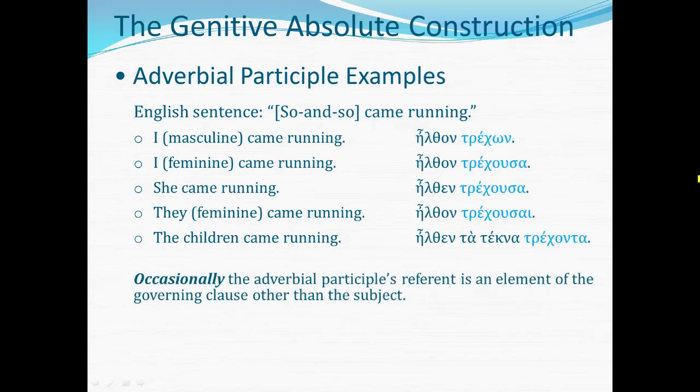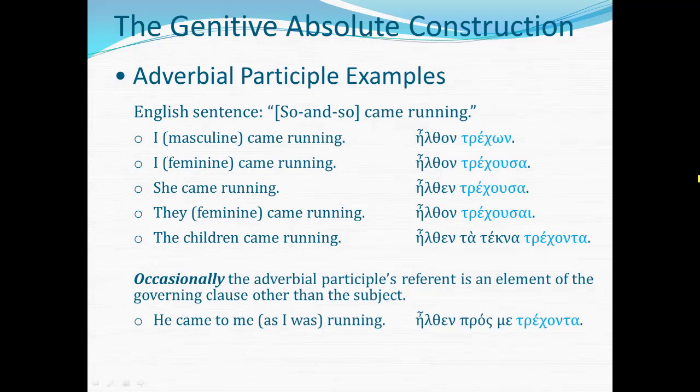Now, occasionally, the adverbial participle's referent is an element of the governing clause other than the subject. And so the adverbial participle could be in the genitive, dative, or accusative in agreement with another element of the sentence. So here's an example. He came to me as I was running. If in English class you just said he came to me running, if you meant he came to me while I was running, your teacher would ding you for having a dangling participle. In English, the participles must have the same subject as their governing verb. But that's because English doesn't have inflected endings on its participles.